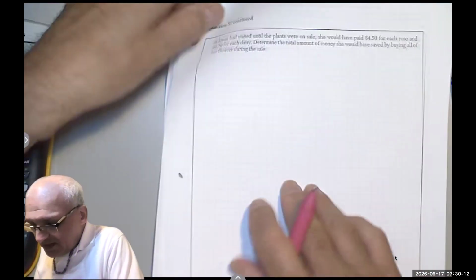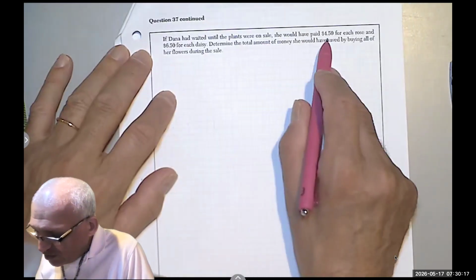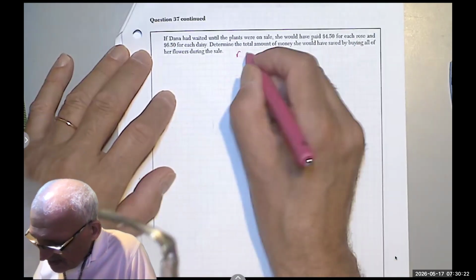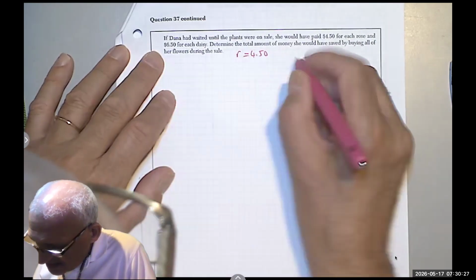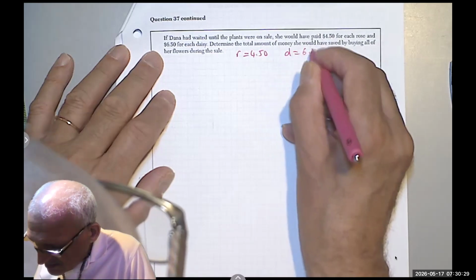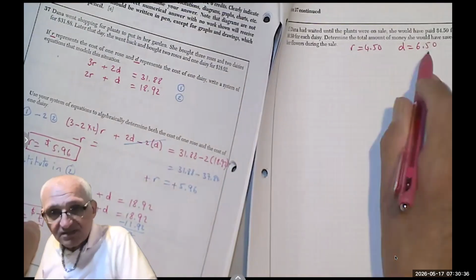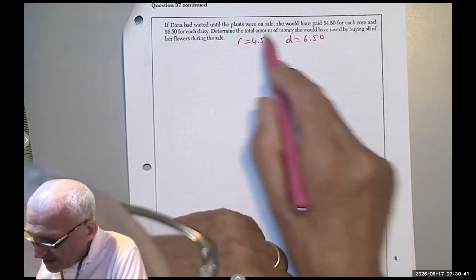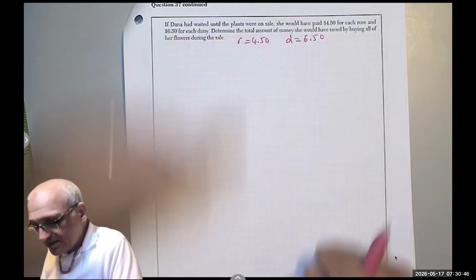If Dana had waited until the plants were on sale, she would have paid only $4.50 for each rose. So R equals $4.50 and D equals $6.50. So instead of $5.96, she would pay $4.50, and instead of 7, she gets a 50-cent. Determine the total amount of money she would have saved by buying all of her flowers during the sale.